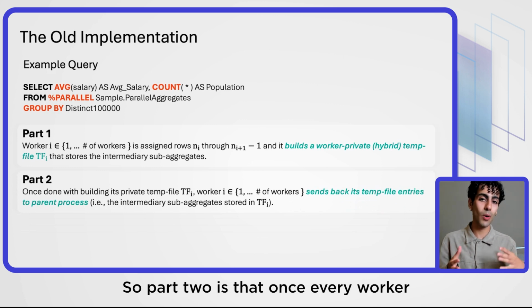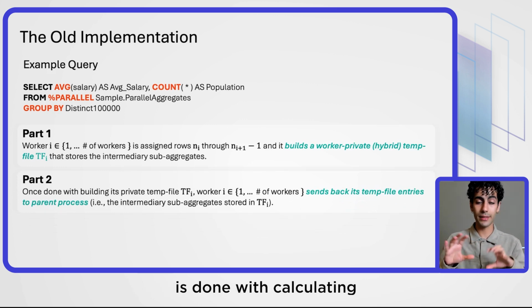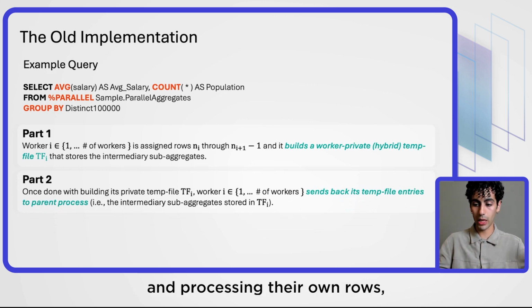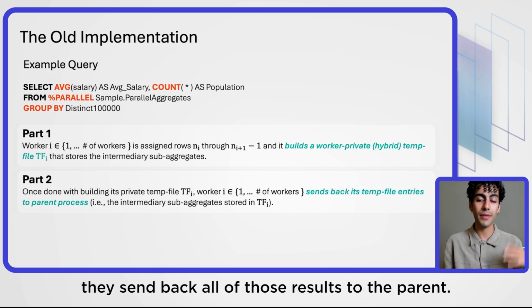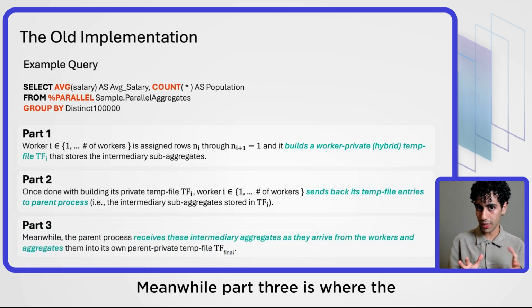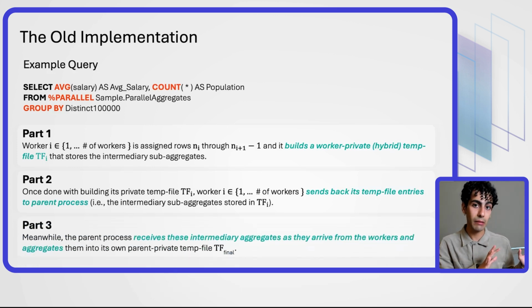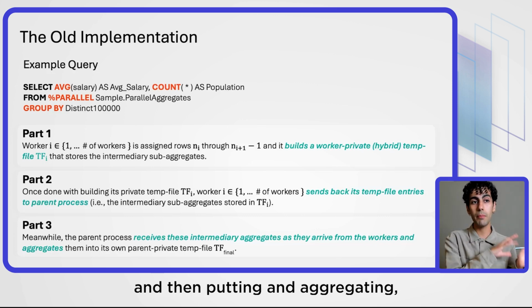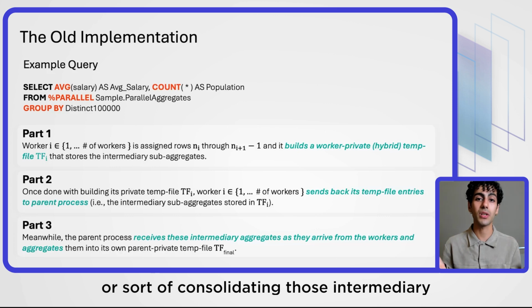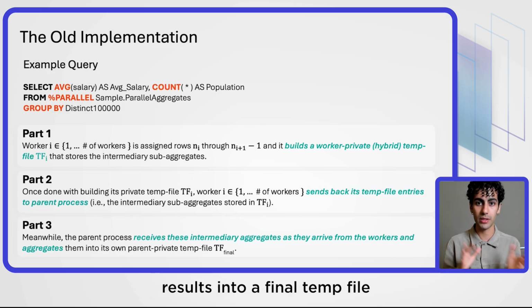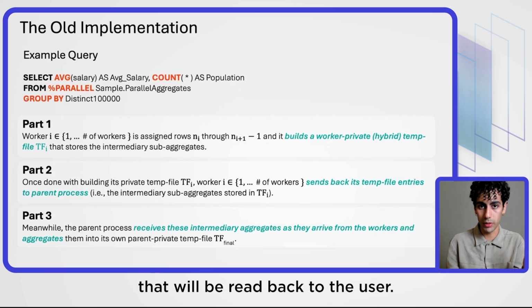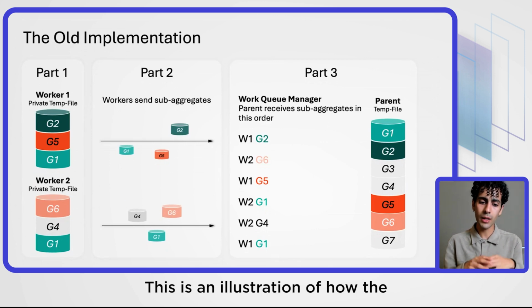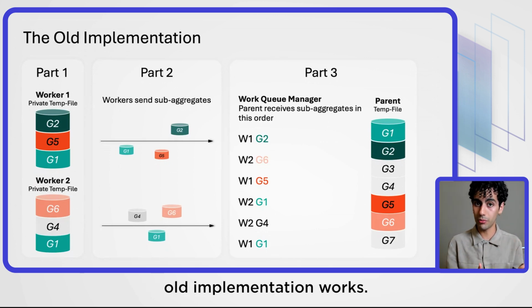So part two is that once every worker is done with calculating and processing their own set of assigned rows, they send back all of those results to the parent. Meanwhile, part three is where the parent is just on standby. It's waiting for the workers to send the groups one by one and then aggregating, or consolidating, those intermediary results into a final temp file that will be read back to the user.